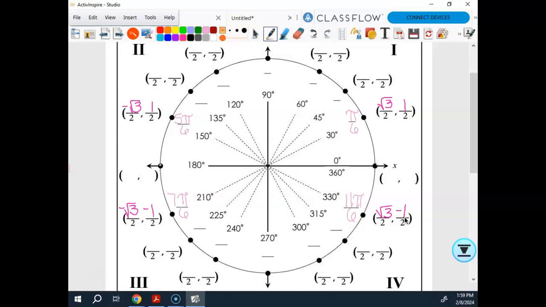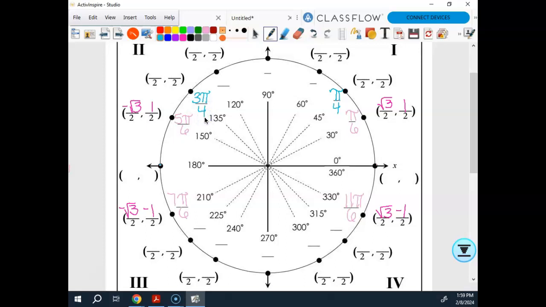Okay, so 45 degrees, what is that in radians? Pi 4ths. Okay. So then what do you think my second quadrant pi 4ths angle is? 3 pi 4ths. This would be 4 pi 4ths here, so then 3 pi 4ths.